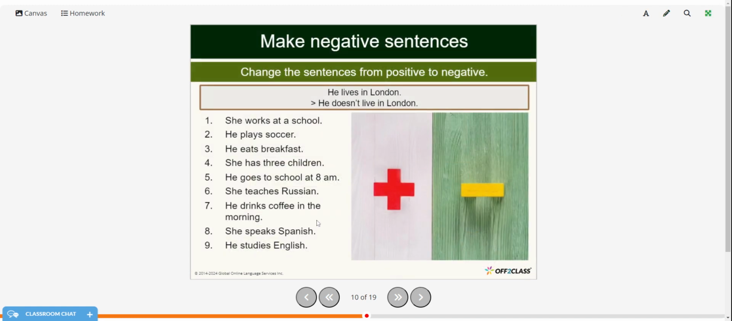All right, so now they want you to take these positive sentences and make them negative. So you can pause the video, write down your answers, and then restart when you're ready to check.